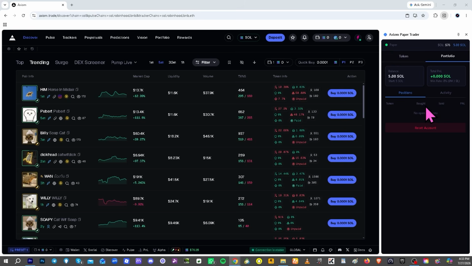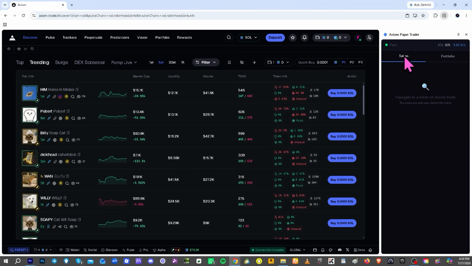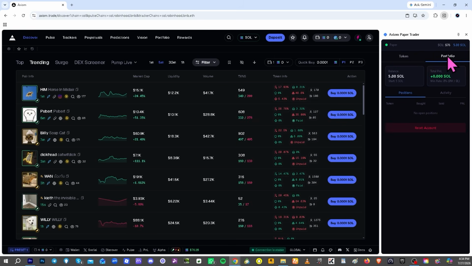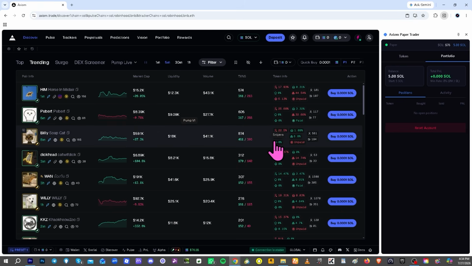And basically, that's it for today's video on how to paper trade on Axiom. Paper trading is one of the safest ways to learn Axiom, even though the platform doesn't currently offer a native paper trading mode. A browser-based simulator makes it easy to practice with a virtual sol while using Axiom's real interface.